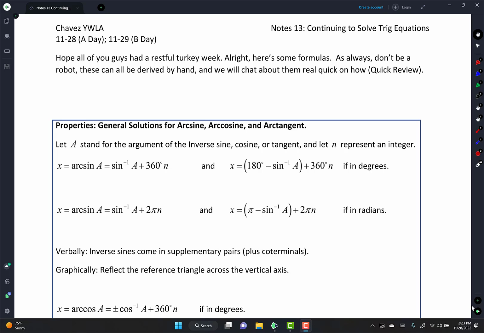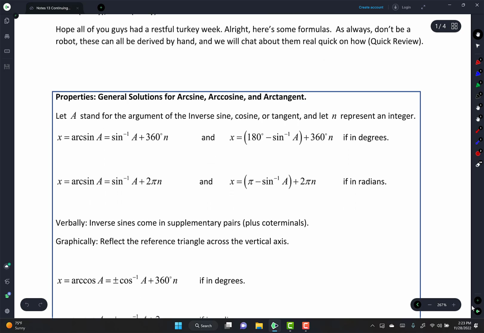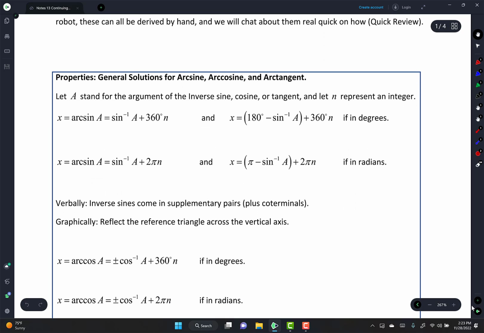All right, continuing to solve trig equations, guys. We've already been doing this for a while now. This is a review because we just came back from Turkey Day.